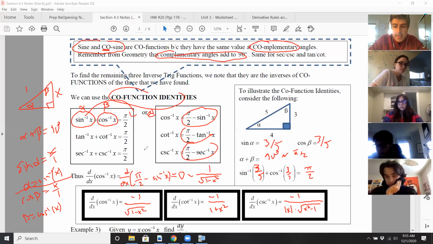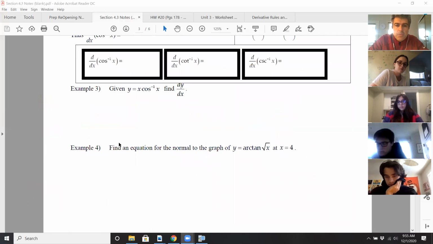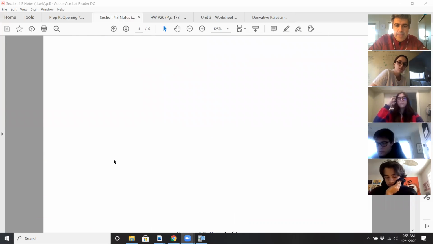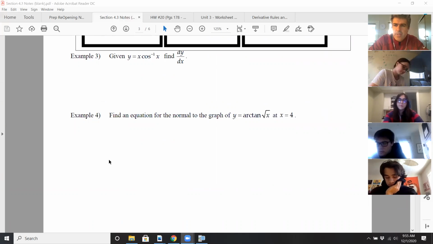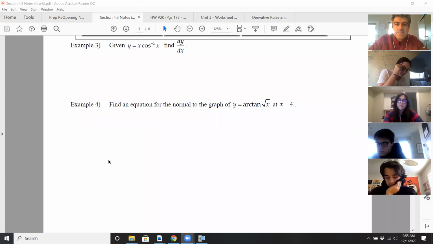So those are more formulas. Again, they're on the cheat sheet. Now we have to apply them. So we'll do examples 3, 4, 5, and then I think we'll stop class there because that's a lot to do. So example 3.